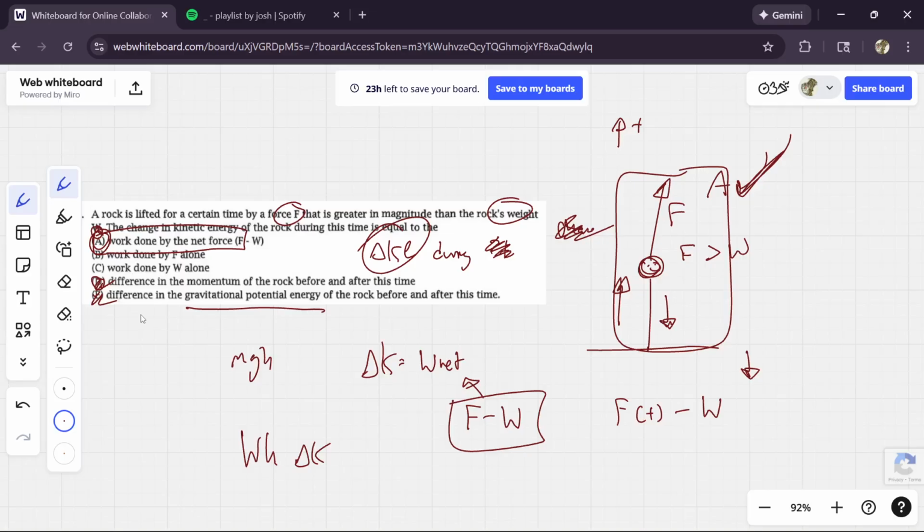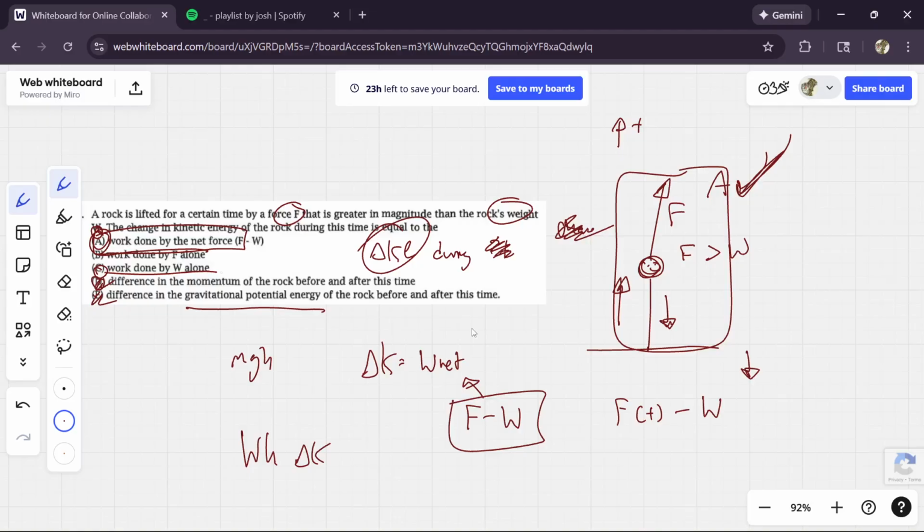And then the other two: the work of the weight alone would be negative work because it's just going downwards, and that's not equal to the change in K. The same goes with the work by F alone, because the work of F is only positive. We don't have a negative of the weight pulling it down, so it'd be too big, for example. This is not the correct relationship. So in the end, we're just looking for F minus W. If you just give us F, or just give us W, it's not going to be correct. You need F minus W.